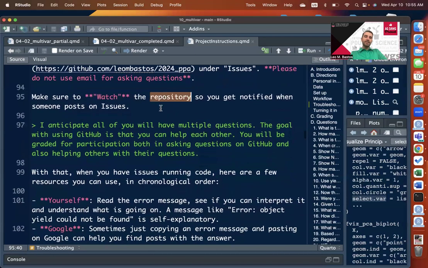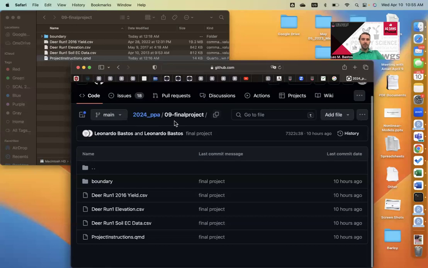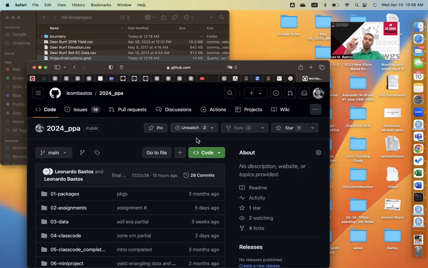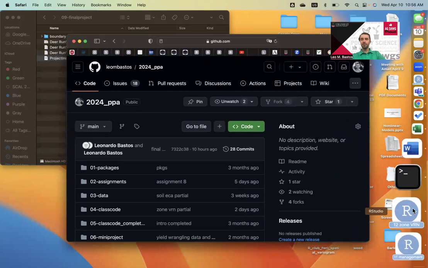If you have not done that yet, you can watch the repository so you get notified when someone posts on issues. This is going to be both for you to help others, but also if somebody's helping you, you get notified when that happens. So on GitHub, I'm just going to come here to 2024 PPA. You can, let's see, watch, right? So I am watching. If it says unwatch, the option unwatch, that means you're watching. If it shows you watch, it's because you're not watching yet. So make sure you watch that GitHub repo so you get notified when somebody posts something new on issues.